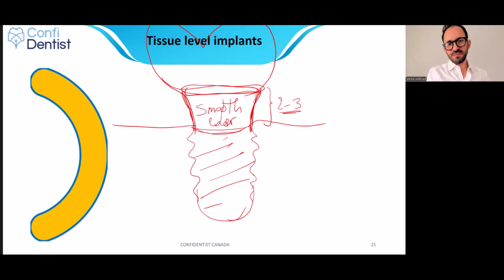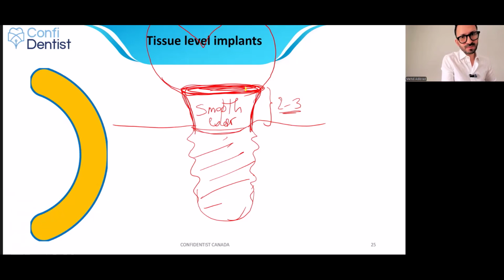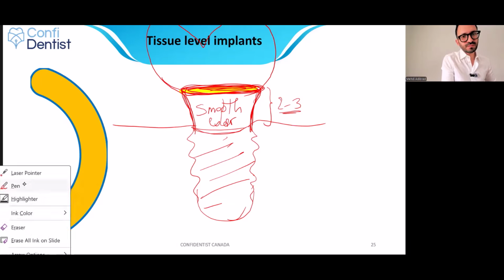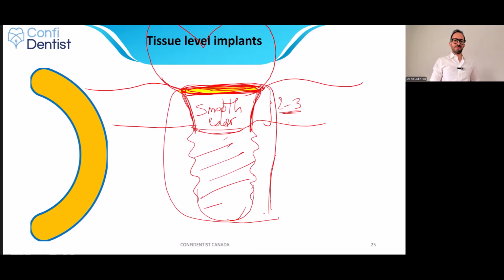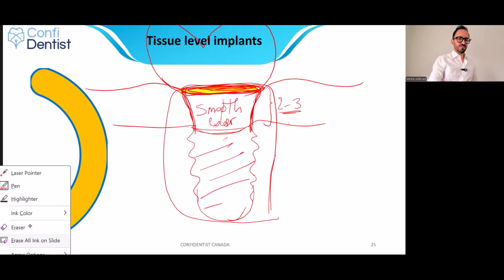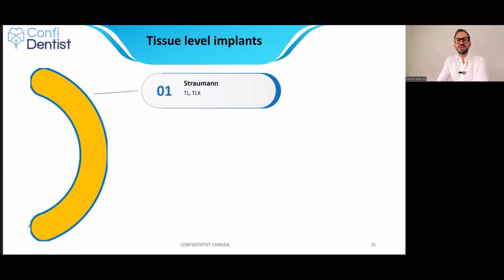Okay. So always detect the prosthetic platform. In a tissue level, this is my prosthetic platform. This is my prosthetic platform. This is the soft tissue. And this is my implant fixture. Okay, so I'll have this in mind, and here we go.